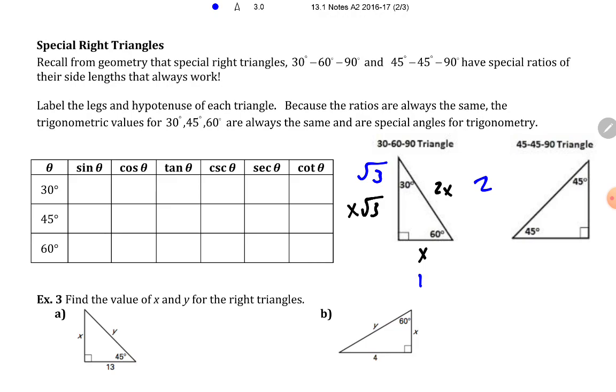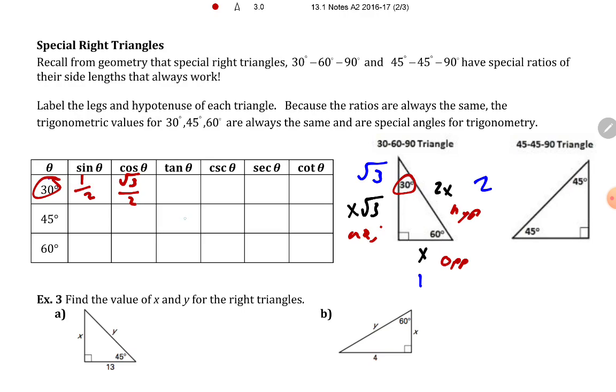If we wanted to find sine of theta, in this case sine of 30 degrees, so if we're looking at 30 degrees here, this would be the opposite side, this would be the adjacent side, and this would be the hypotenuse. Sine is opposite over hypotenuse, so 1/2. Cosine would be adjacent over hypotenuse, so square root of 3 over 2.